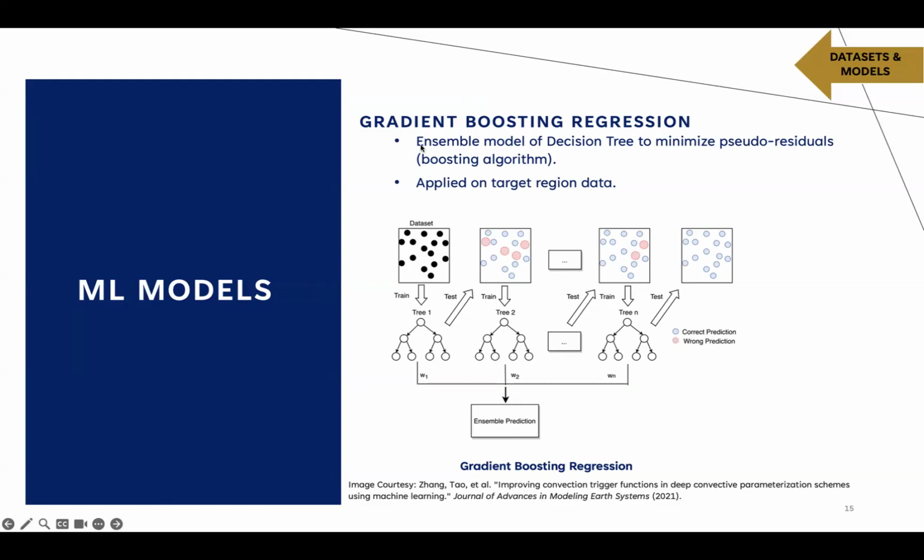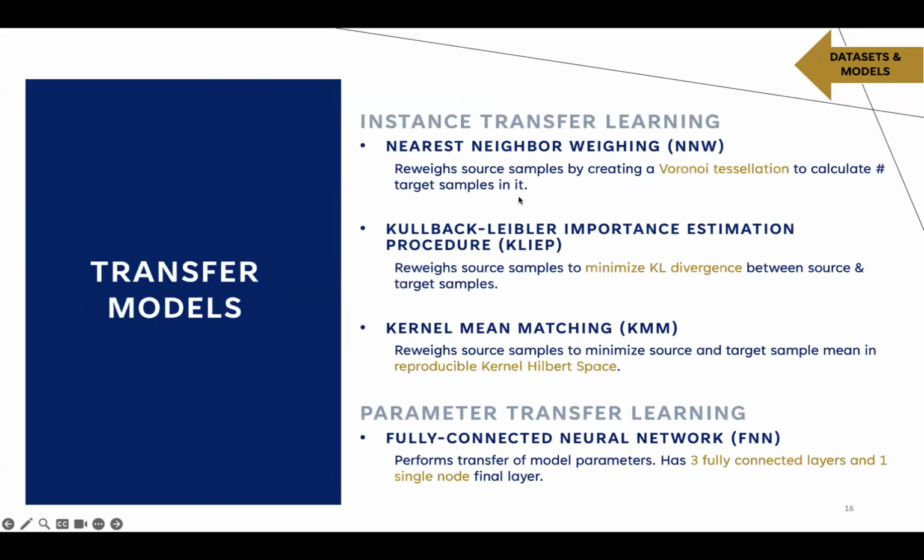To elaborate on gradient boosting regression, it's an ensemble model of decision trees to minimize the pseudo residuals, and this is applied only on the target data set, and no source samples were used here. And the transfer learning models we used, there were four kinds. Three of them were instance transfer learning models, basically applying domain adaptation. And the fourth one was a parameter transfer learning model. A parameter transfer learning model is like a classical transfer learning model where you train the neural model and then you fine tune it on the target domain.